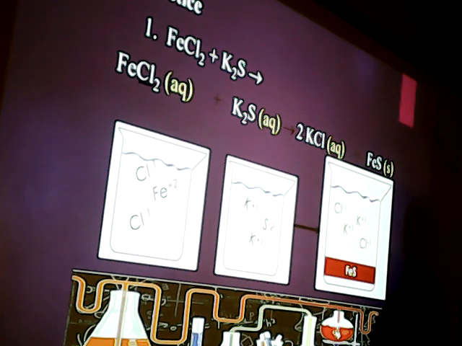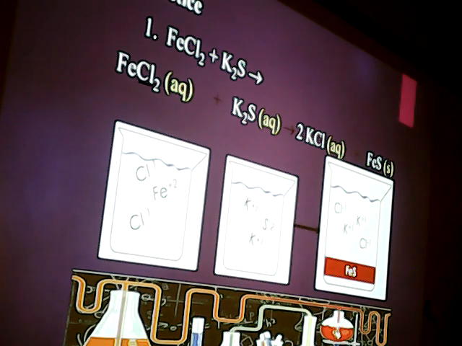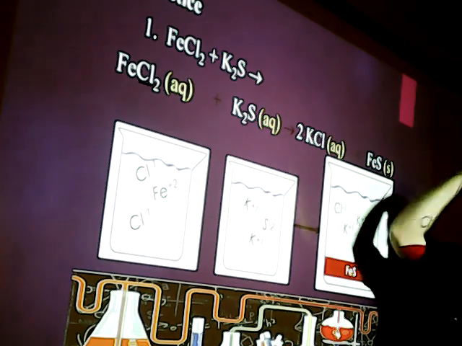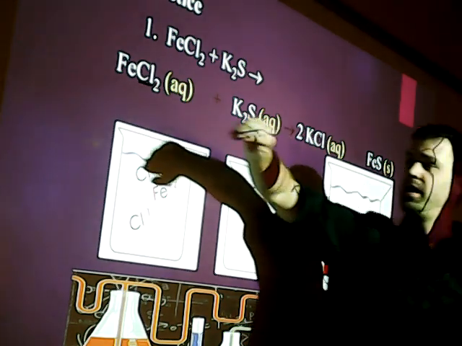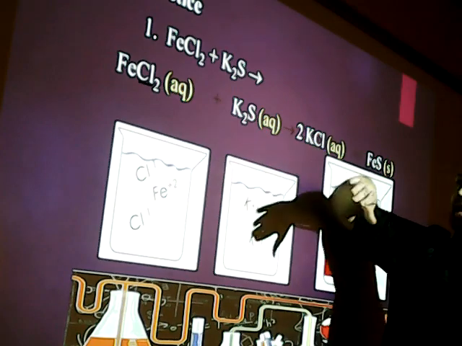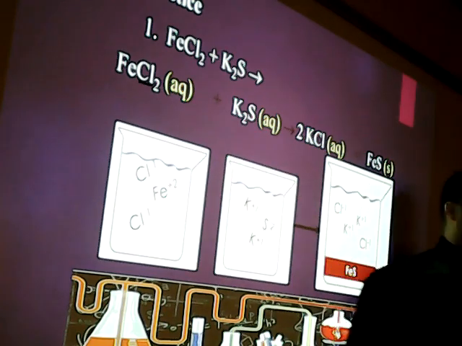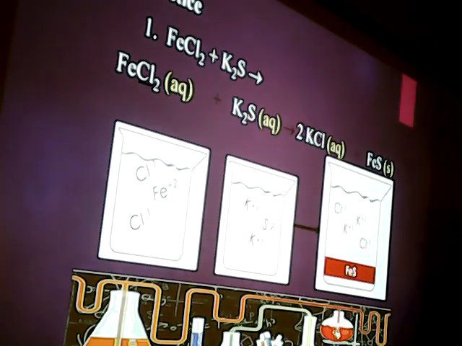Okay? So how do you do this on a test? Ready for a test question? Or a test-like question? I give you a word problem that says iron chloride is added to potassium sulfide. What you need to do is, first off, figure out what type of reaction it's going to be. Second, you need to figure out if that reaction is going to happen.